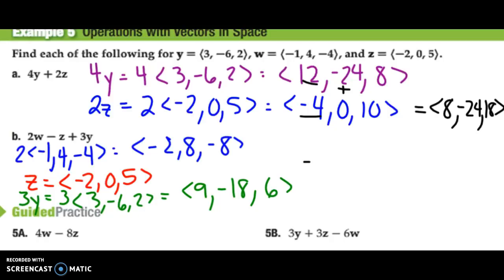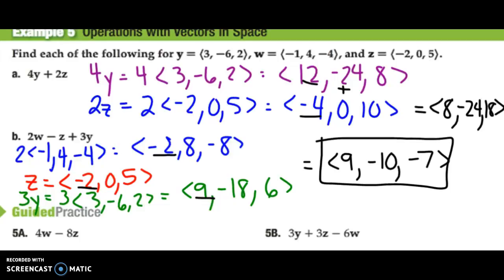So my job now is to take this number, 2, negative 2, minus this number, and then add this number. So negative 2 minus a negative 2 is 0, plus 9 is 9. Then we have 8 minus 0 is 8, plus negative 18 is negative 10. And then finally, negative 8 minus 5 is negative 13, plus 6 is negative 7. So there are my components.